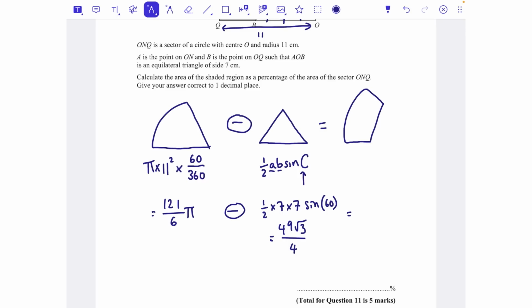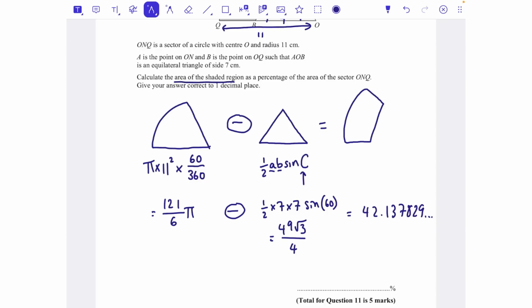And if I subtract those from each other, so I'm going to now type in my calculator 121 pi over 6 minus 49 root 3 over 4, and that equals 42.137829. But that's not my answer.